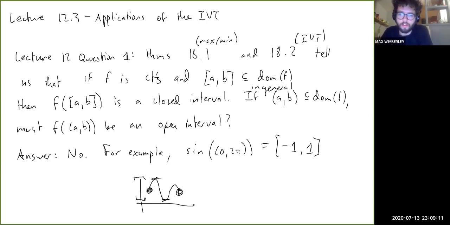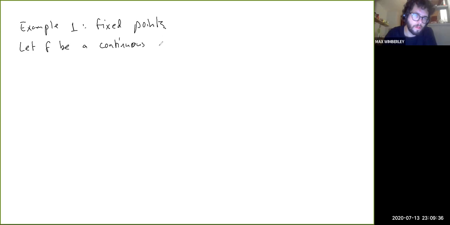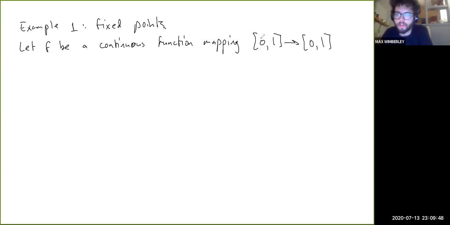So let's move on and look at these examples. So this is example 1, fixed points. Okay, let f be a continuous function mapping the closed interval 0, 1 to the closed interval 0, 1. So the domain of f is the closed interval from 0 to 1, and the outputs of f all fall within the closed interval from 0 to 1, okay?